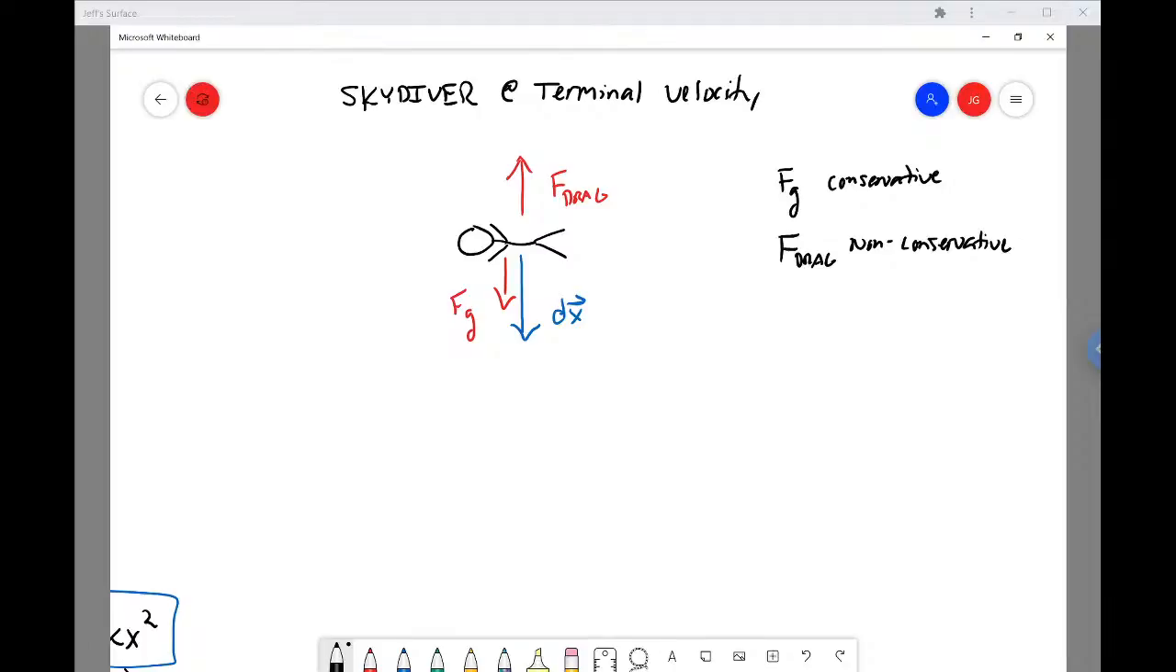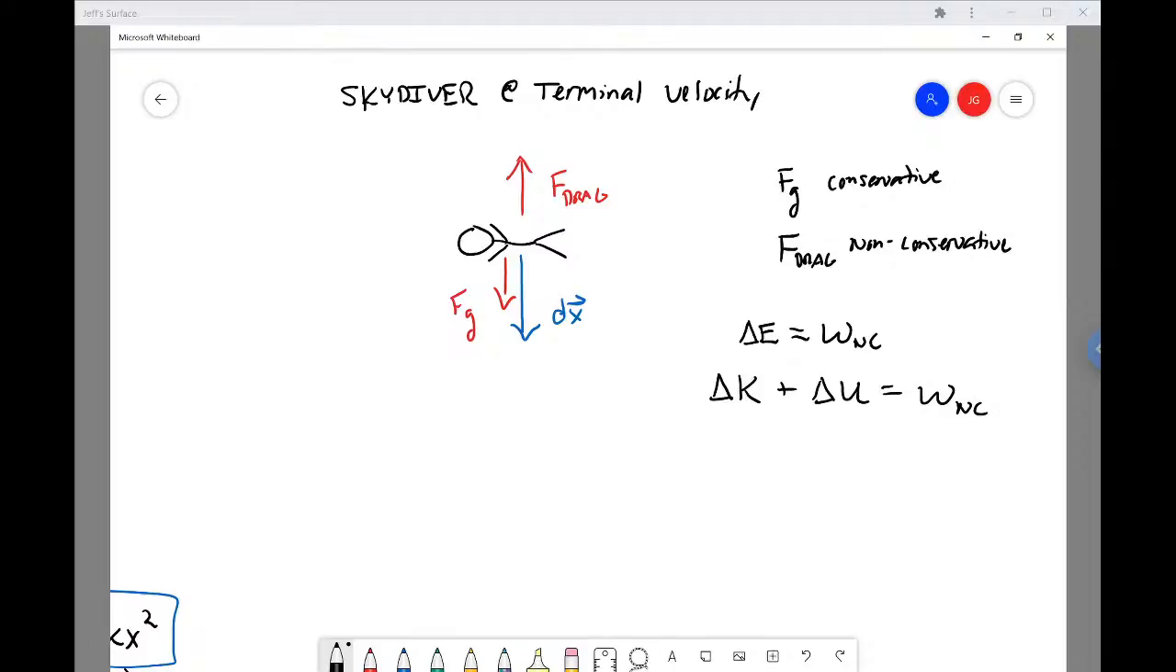All right, so you've got one conservative force, one non-conservative force, and the work energy theorem says as the skydiver is falling, the change in mechanical energy is equal to the work done by non-conservative forces. And we can write it out a little bit more. The change in mechanical energy is change in kinetic plus change in potential equals the work done by non-conservative forces.